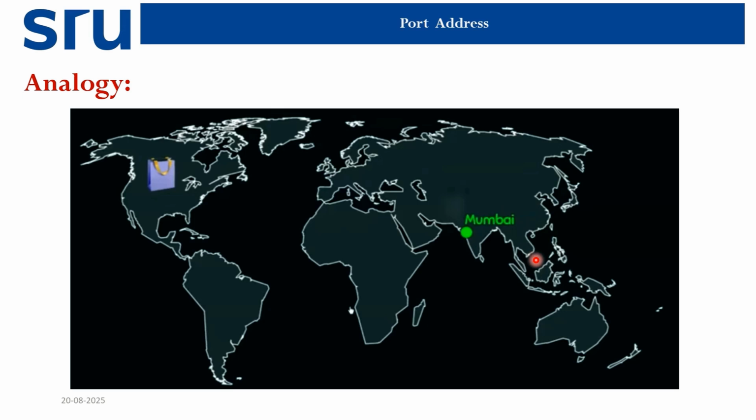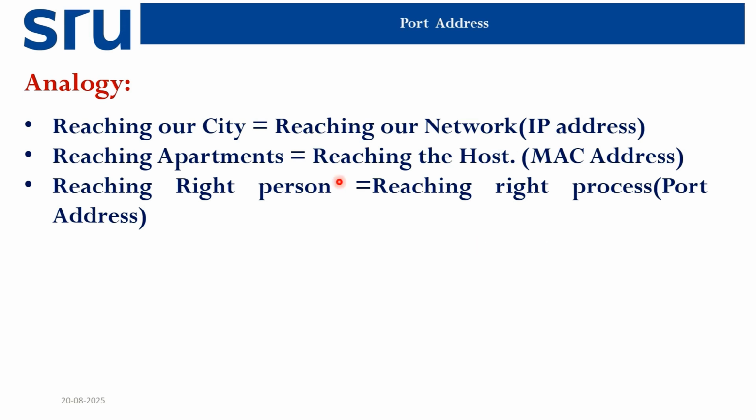So in real communication, any device can be identified with the help of the IP address and MAC address. But in computers there are many processes running. To which process the data has to reach is decided by the port address or port number. Reaching our city is reaching our network, based upon the IP address. Reaching our apartment is reaching the correct host, done by the MAC address. Reaching the right person is reaching the right process, based on the port address.